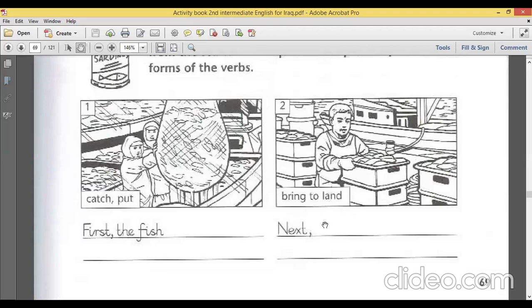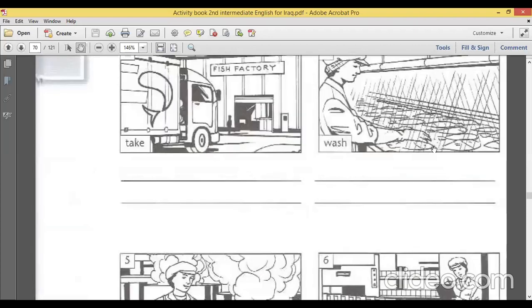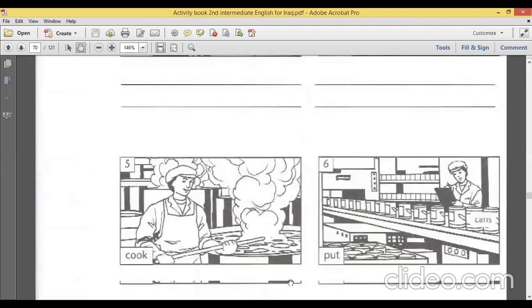And next, and next. Is it hard for you to do it? You can change these verbs into the past participle and form passive sentences to describe what's happening in these pictures.